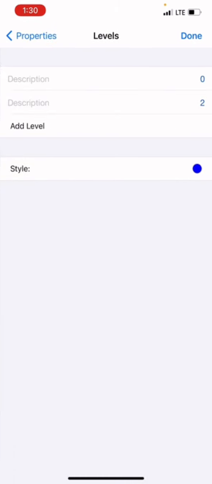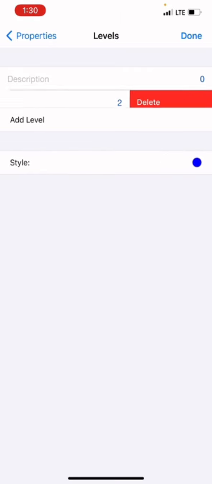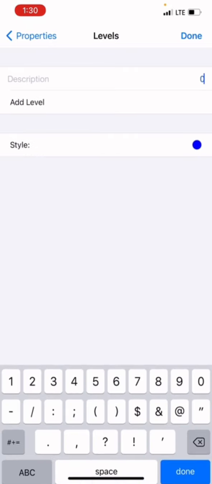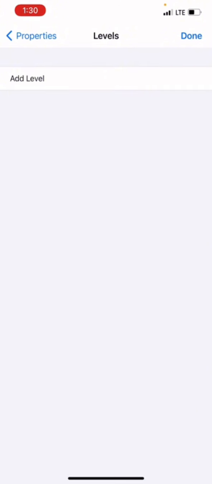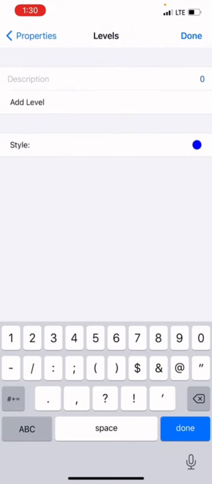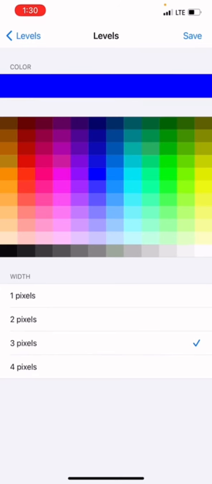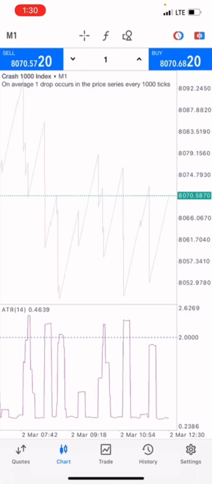Then you get to the levels. Let me clean this, delete the levels. If you want to add levels, you click on add level. Then you just add 2. The style, make it 2 pixels. The color, make it green, blue, as you can see. Click save and you click done. You see that, guys?